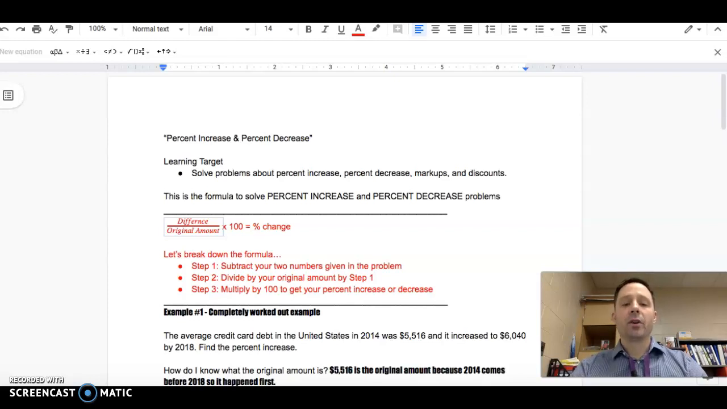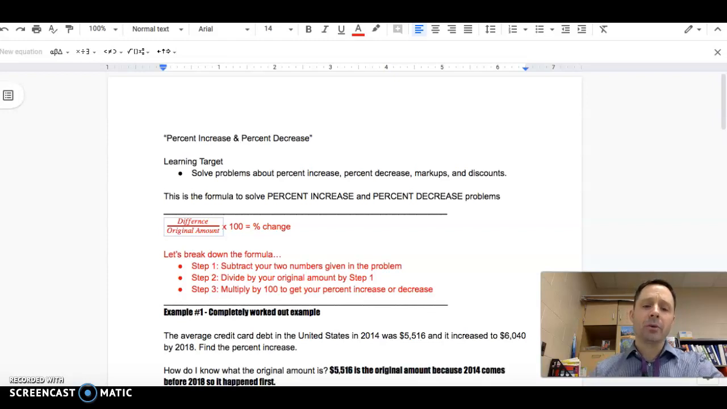So here's the formula to solve percent increase and percent decrease problems. This is the formula you're going to want to keep going back to, having this portion of your notes out when you're working out your worksheet problems. You find the difference of the two numbers given in the problem, so you're taking a subtraction problem of the new amount and the original amount. Then you divide it by the original amount, and then you times it by 100 to get the percent change. If you follow those steps each time, you should get the correct answer.